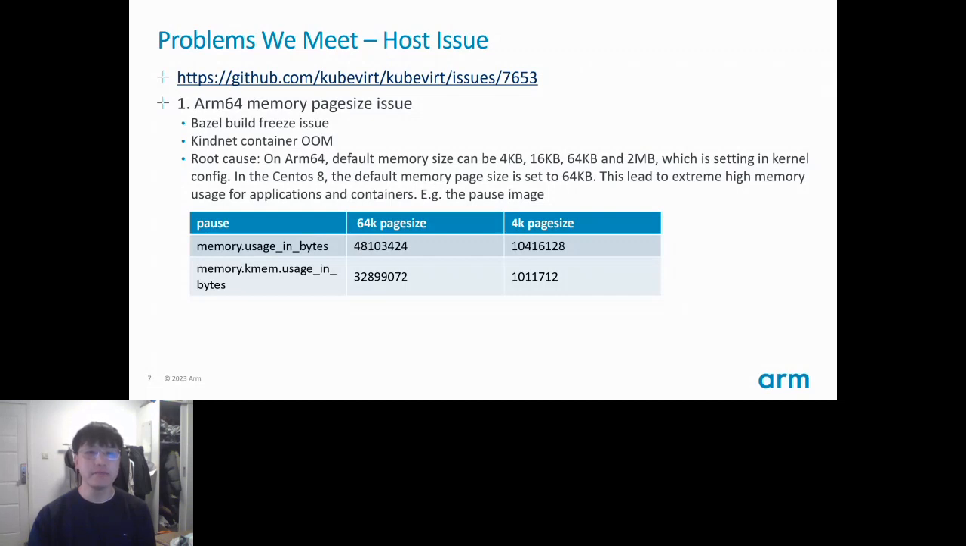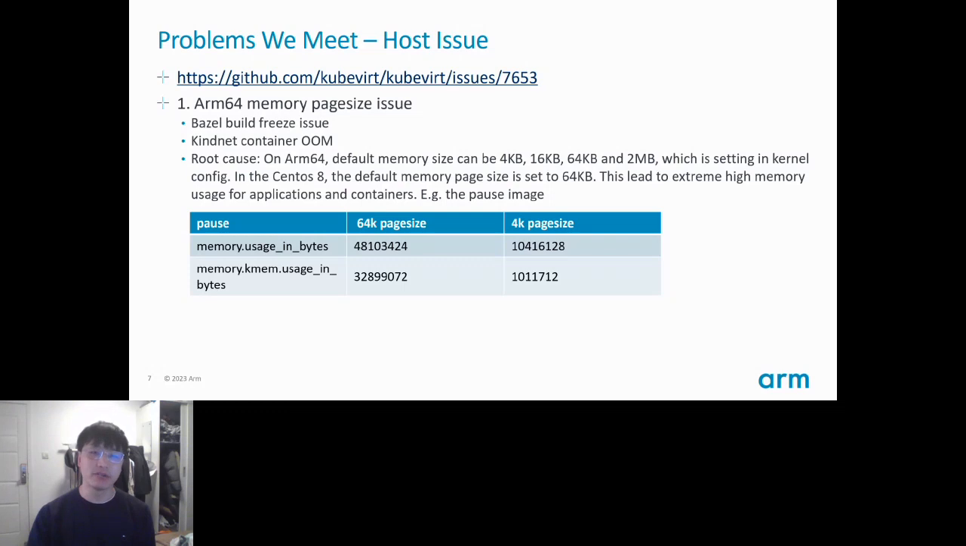As an example of a host issue, we encountered memory page size problems that caused two related issues. First, the Bazel build process would occasionally freeze. Second, KindNet pods were always killed due to out-of-memory errors. The root cause of the issue was difference in memory page size setting between ARM64 and x86.